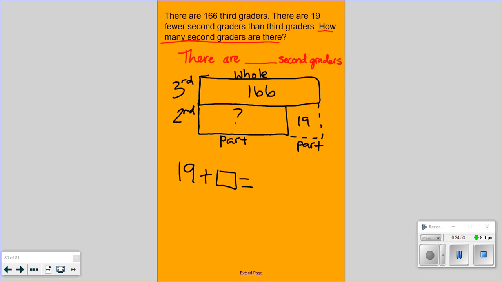Carl, 166. Heidi, I'm writing. That means you should be writing. I made up that equation straight from my bar model.